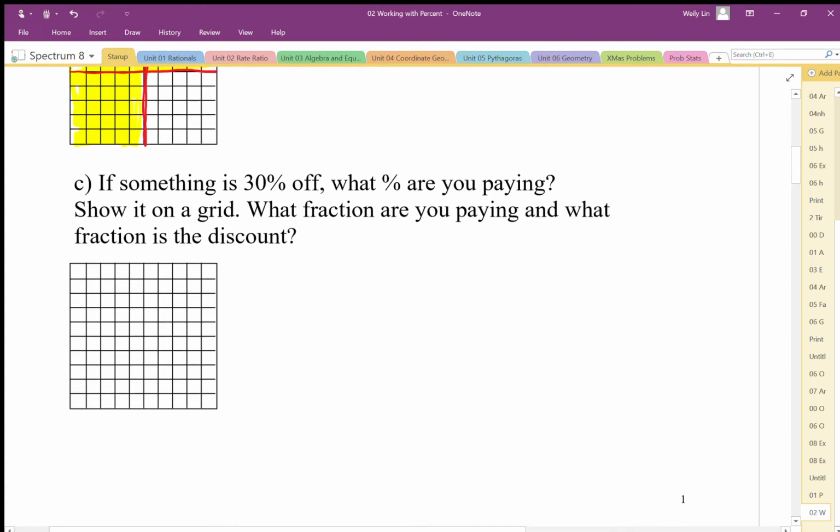So here, if we have 30% off, what percent are we paying? Well, the 30% off we can represent as these 3 bars. Okay, we can say that that's 30 out of 100. And that's what we're not paying. So the part that we actually do pay is going to be represented by these 70 squares, okay, or 70 out of 100.